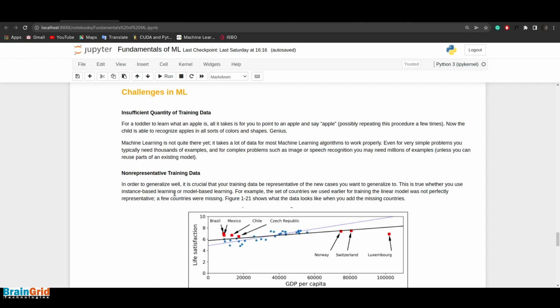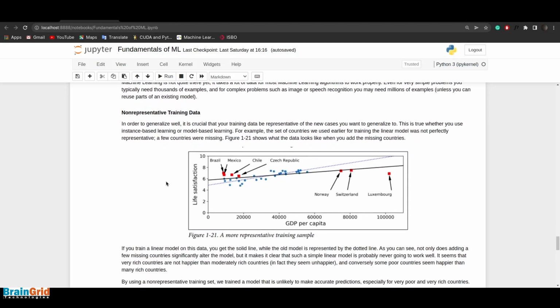Next is the non-representative training data. Now again, this is pretty much self-explanatory. What this means is, if you are training your machine learning model on something that is not completely representing what you want the model to do, right? This is often something that we find ourselves doing a lot, maybe knowingly or even unknowingly, right? If we don't have enough domain knowledge, then this is certainly something that we will end up doing, just because we don't know enough, or we don't have enough domain knowledge.